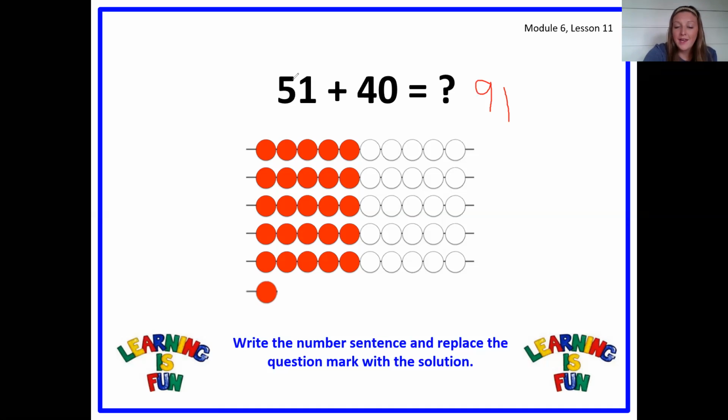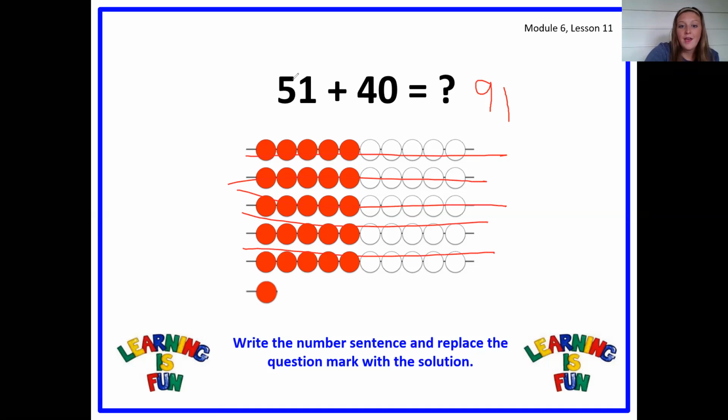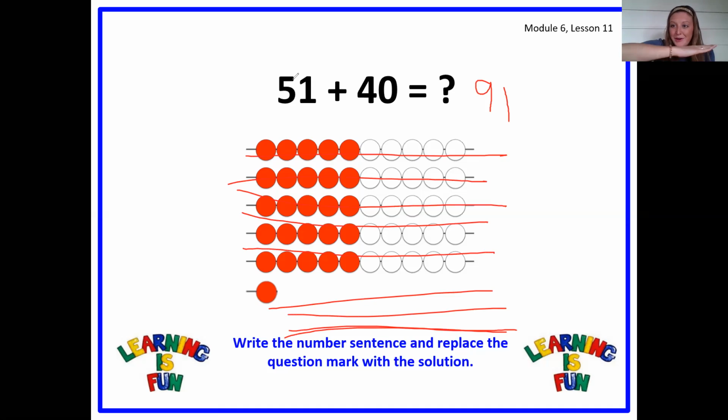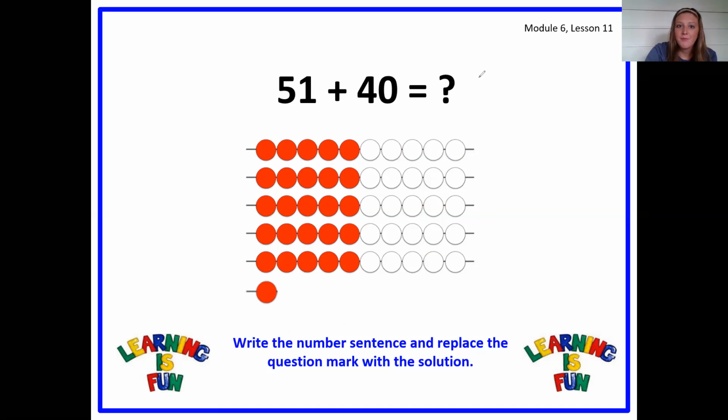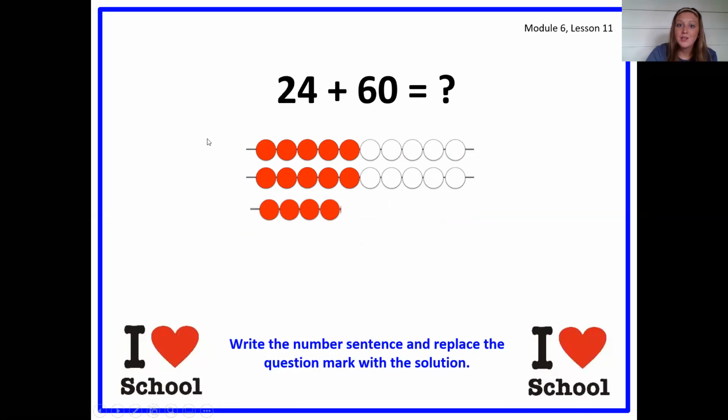So my answer is going to be 91. I could say I know I had 1, 2, 3, 4, 5. Add the 1, 2, 3, 4. There was my quick tens when they're horizontal, and 1 left over. My answer is 91. Very good. So let's do some more. 24 plus 60. Go.